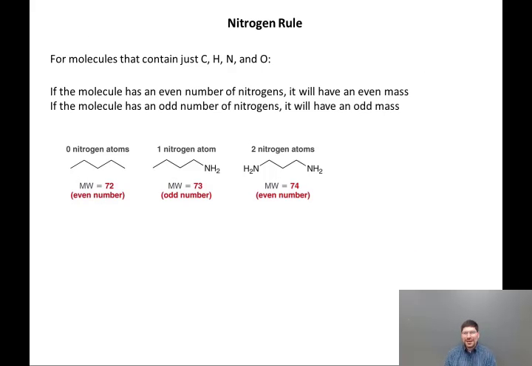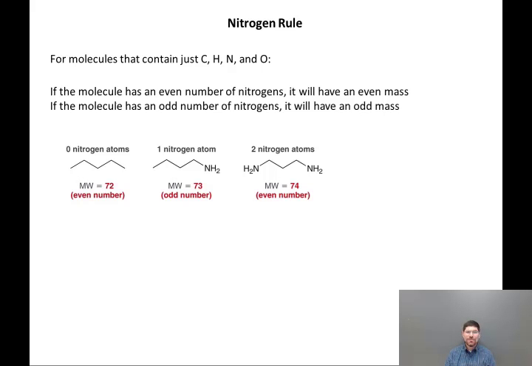One more rule that I want to introduce here as we conclude our lessons on mass spec. This actually has nothing to do with isotopes, but I'm just sticking it in here as a final thought, and it is what I call the nitrogen rule. And that is for molecules that contain just carbon, hydrogen, nitrogen, and oxygen, or any combination. It could be just carbon, hydrogen, and nitrogen, but oxygen doesn't change things. If the molecule has an even number of nitrogens, it will have an even mass. And if the molecule has an odd number of nitrogens, it will have an odd mass.